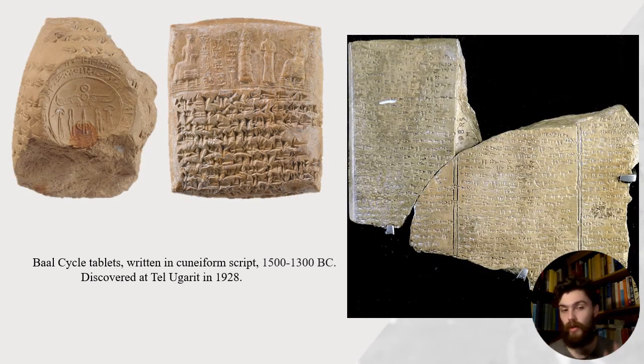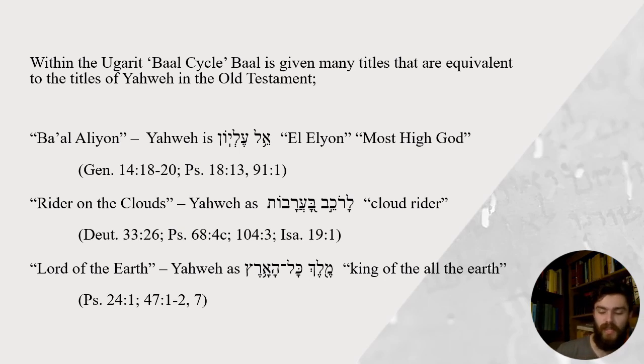I'm predominantly going to be quoting from the Baal cycle, which has a lot of interesting parallels with the descriptions of Yahweh. We see that in the Baal cycle, titles that are given to Yahweh are given to Baal. So Baal is Baal Elyon, and Yahweh is El Elyon. Baal Elyon translates to Lord Most High, and Yahweh as El Elyon translates to God Most High. And this is a common word for God throughout the whole of the Old Testament, even in the New Testament as well, translated into the Greek Hupsistos, which means the Most High One.